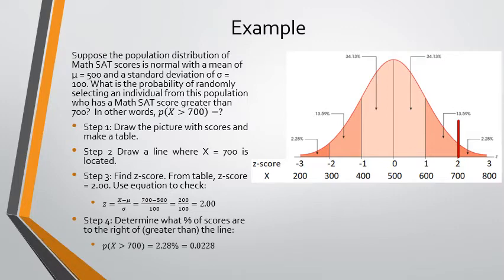Finally, you're going to determine what percent of scores are to the right of or greater than the line. So make sure you have this normal table with you somewhere when you do these problems so that you can see the percents. And in this case, you'll notice to the right of the line is 2.28% of the scores. And remember, when we convert it to a decimal, we divide by 100. So the decimal moves 2 places to the left. So this would be 0.0228.